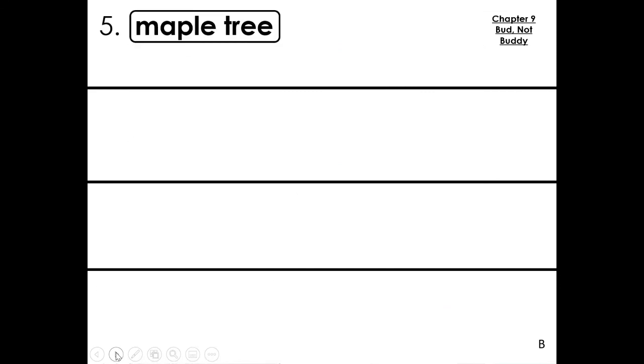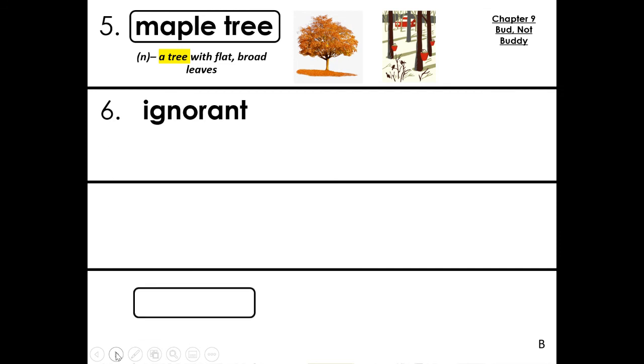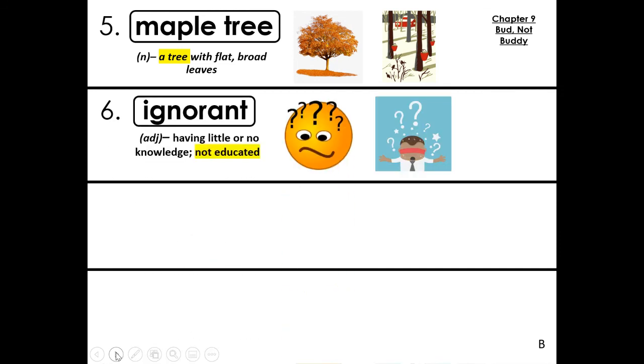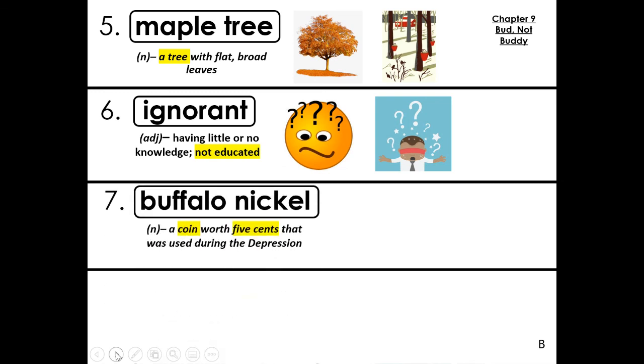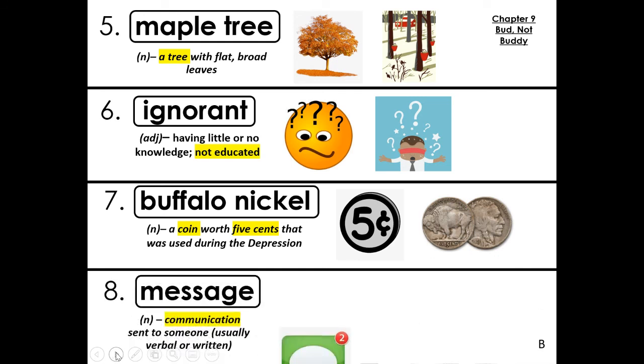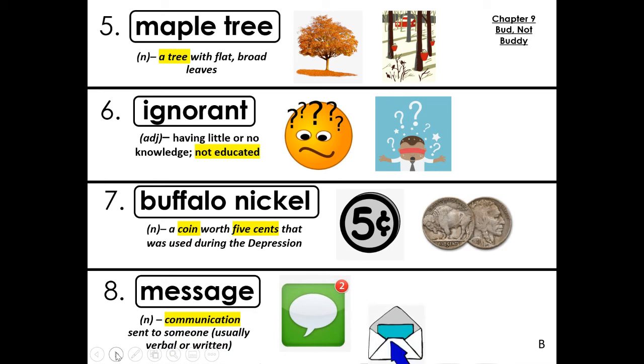All right, number 5, maple tree, a tree with flat, broad leaves. 6, ignorant, having little or no knowledge, not educated. Number 7, buffalo nickel, a coin worth 5 cents that was used during the Depression. And 8, message, communication sent to someone, usually verbal or written.